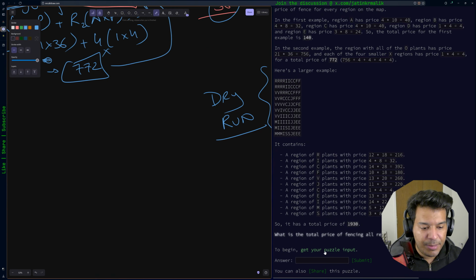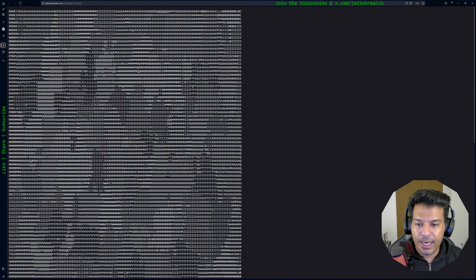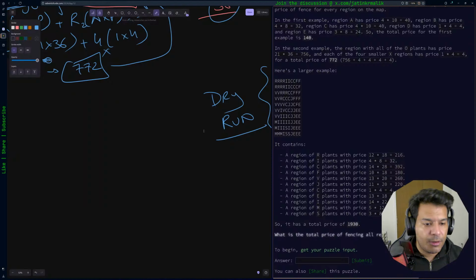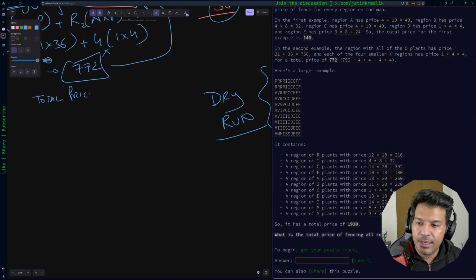And now we are given a puzzle input. Let's take a look at that. And it seems pretty huge, right? So going back, looking at the puzzle input, what we need to do is get the total price of fencing all the regions on the map.